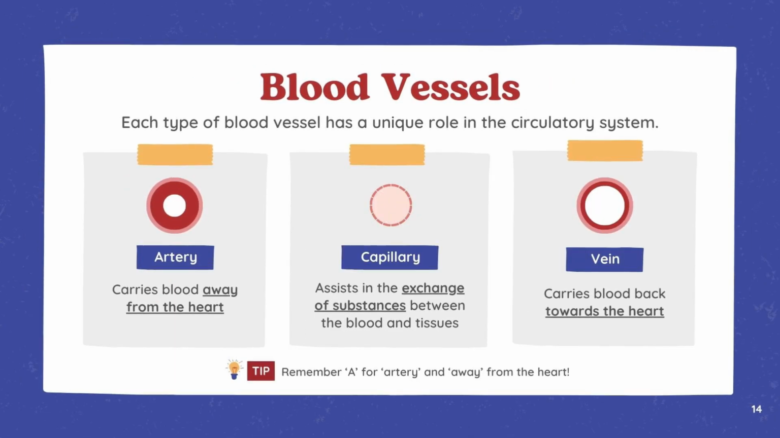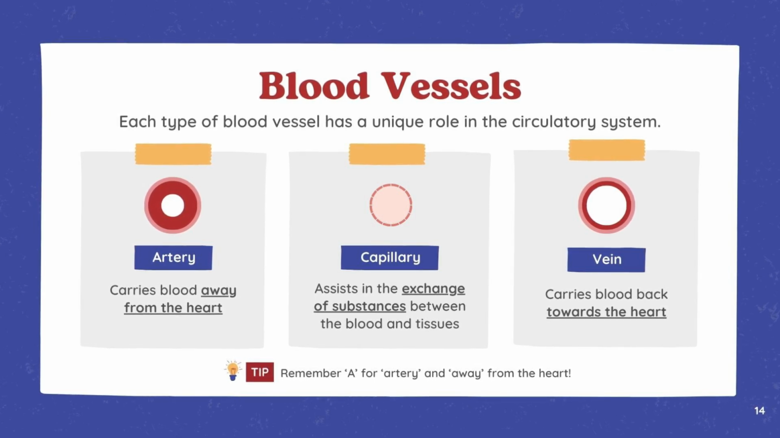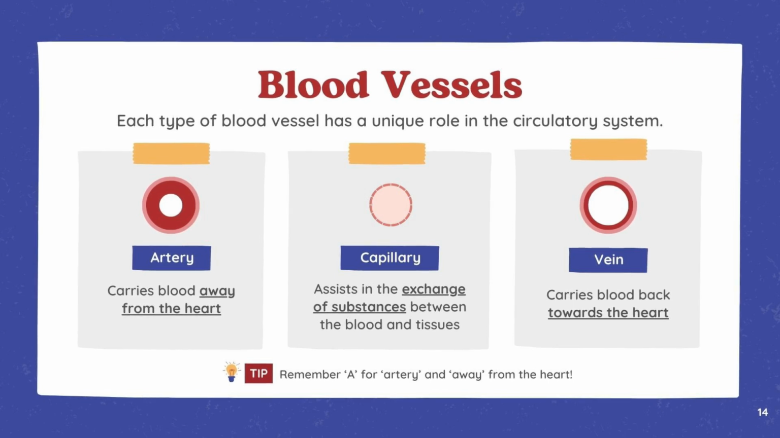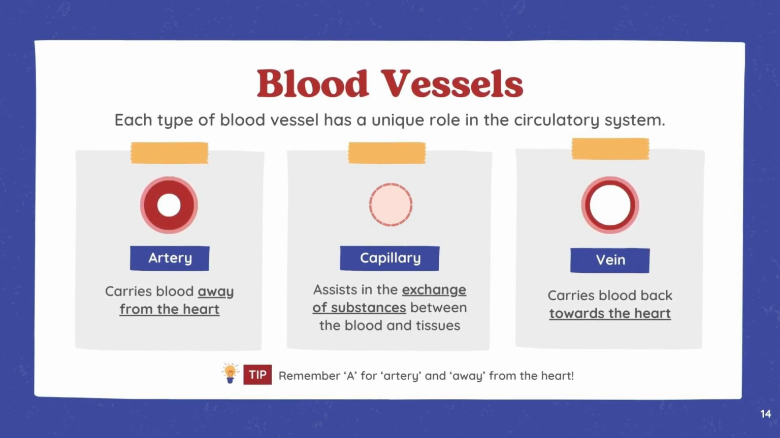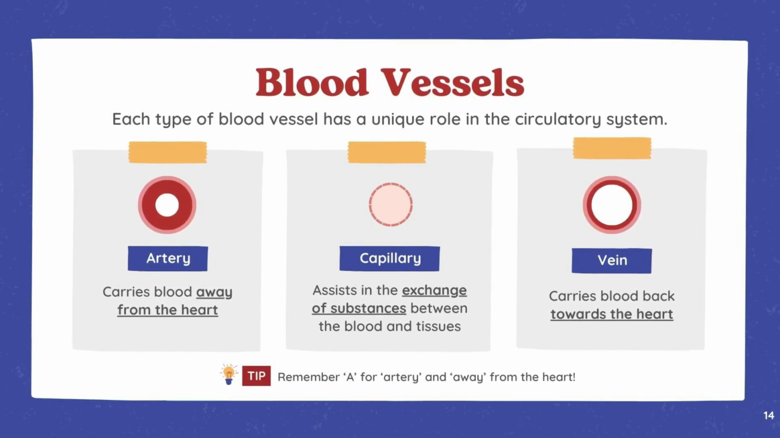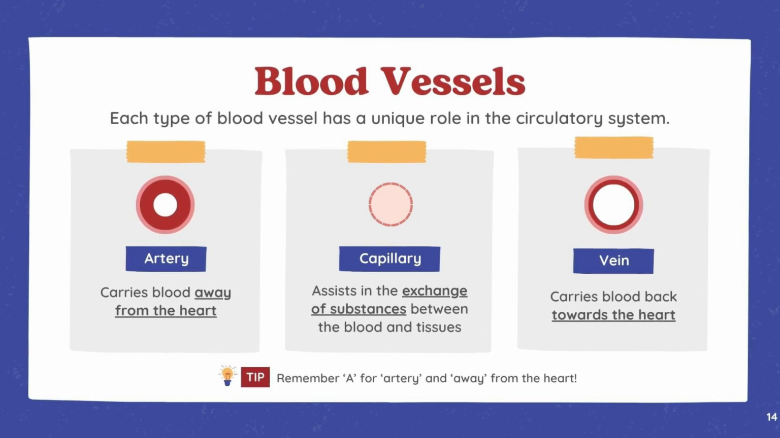Blood vessels. Each type of blood vessel has a unique role in the circulatory system. Artery carries blood away from the heart. Capillary assists in the exchange of substances between the blood and tissues. Vein carries blood back towards the heart. Tip: remember A for artery and away from the heart.